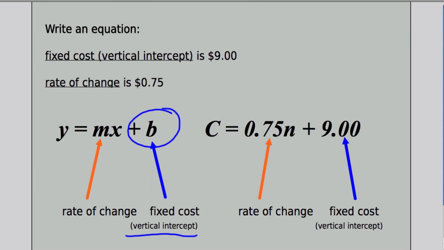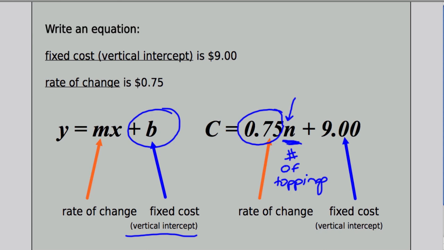So for example, with the pizza, the rate is 75 cents per topping. So this N must represent the number of toppings. And then if you wanted to sub in 6 toppings, 7 toppings, 12 toppings, it doesn't matter. 2 toppings, you would sub in a 2 right there. 75 cents times 2, 75 cents times 6.